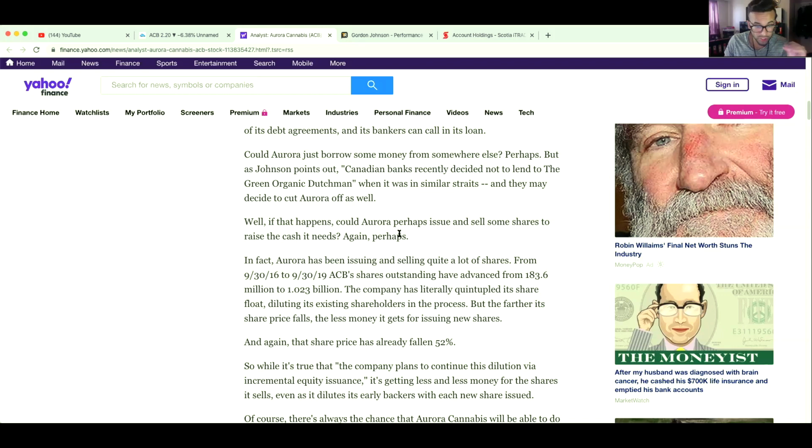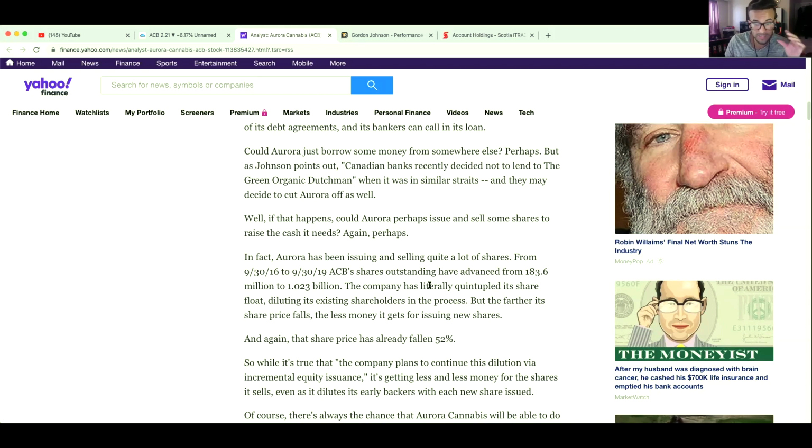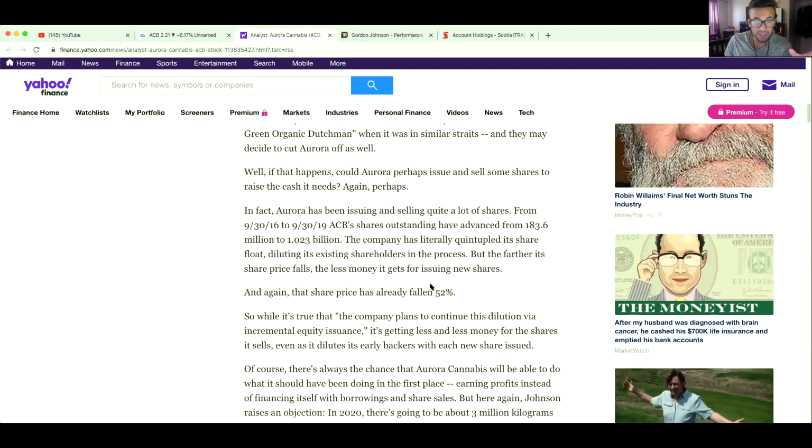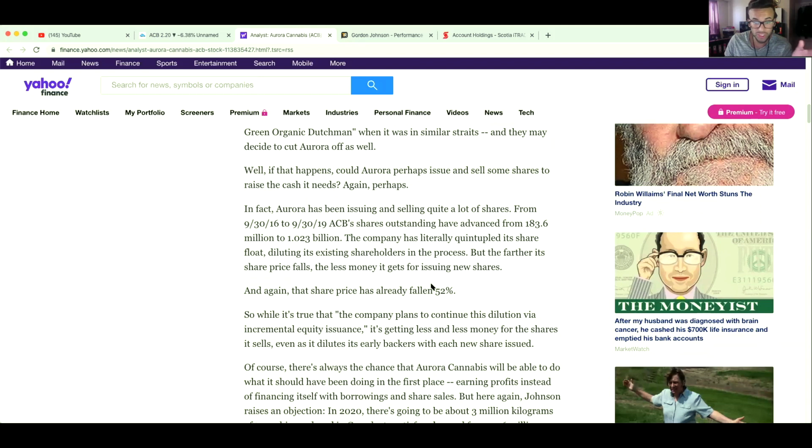But the farther its share price falls, the less money it gets for issuing new shares. And again, the share price has already fallen 52%. So even if Aurora does issue more shares, they will be issuing the shares at a lesser value because the share value is a lot less than it was a year ago. While it's true that the company plans to continue dilution via incremental equity issuance, it's getting less and less money for the shares it sells, even as it dilutes its early backers with each new share issued.